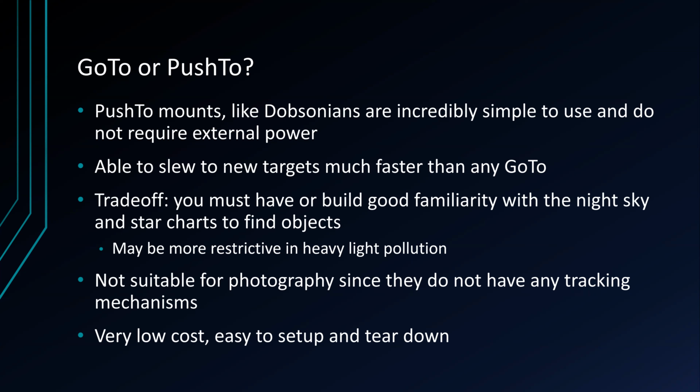But because of that, like an Alt-Az mount and a Dobsonian, they're very quick to set up and tear down. You just put the scope on it and off you go. There's no alignment process, no power to fiddle with, no confusing controls. You just point it and go. Sometimes I've heard them referred to as point-here dummy telescopes.